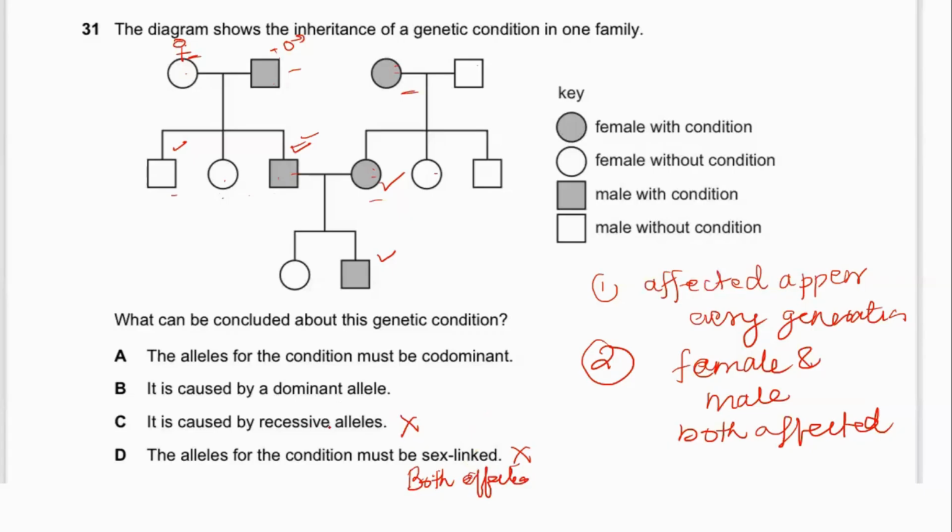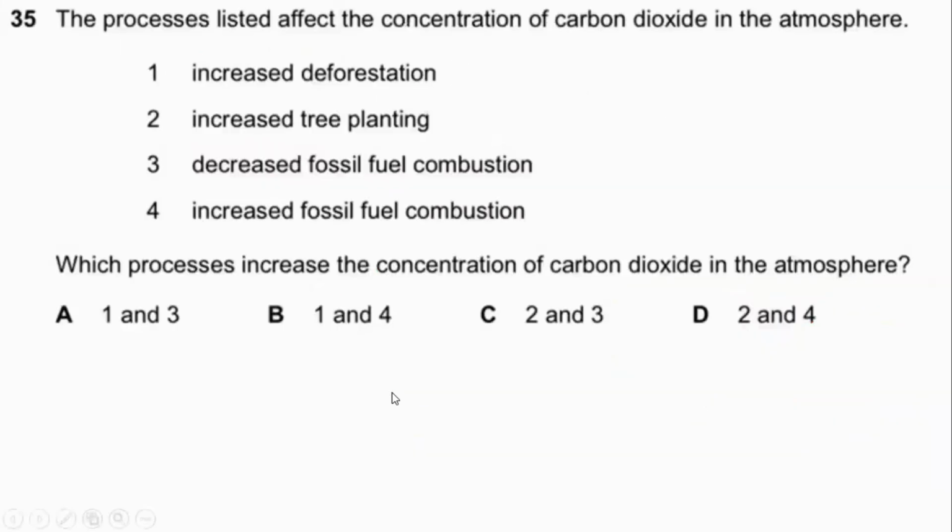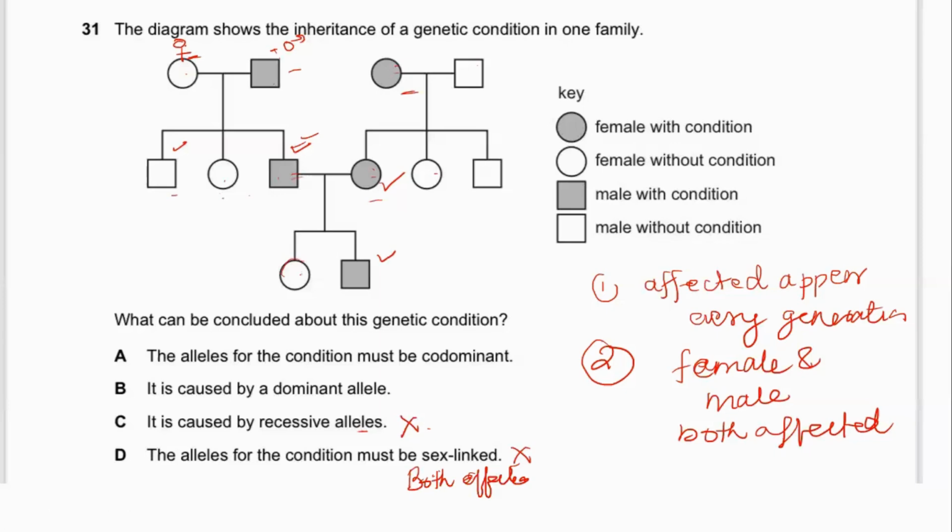Okay, we can rule out recessive because affected and affected is also giving an unaffected child. So we rule out this recessive. And of course it is not codominant, because there's no intermediate phenotype. Whether it is affected or not affected, there is no intermediate phenotype.